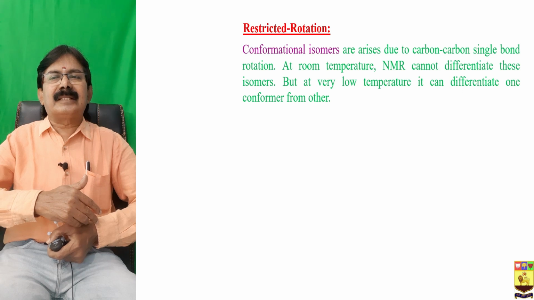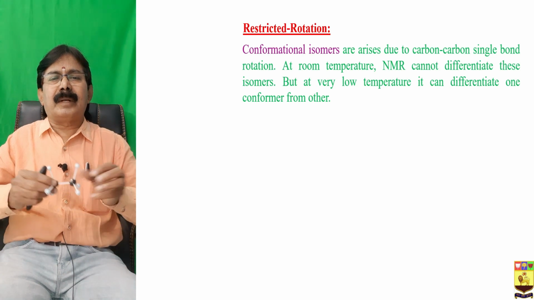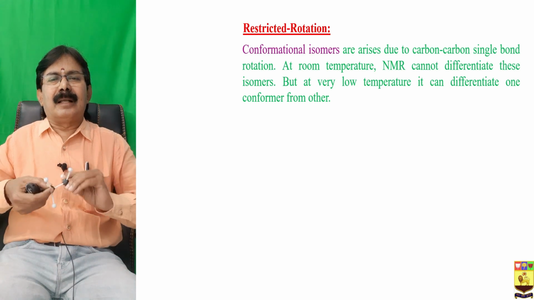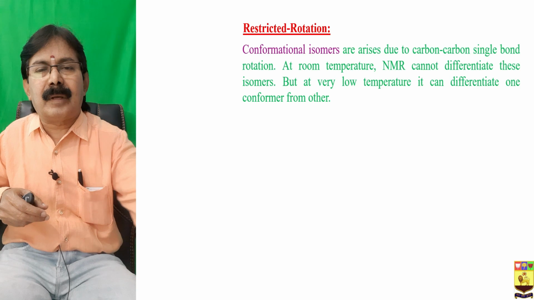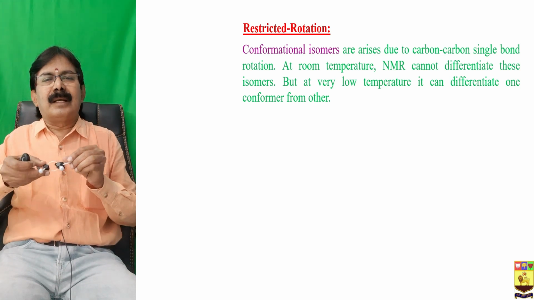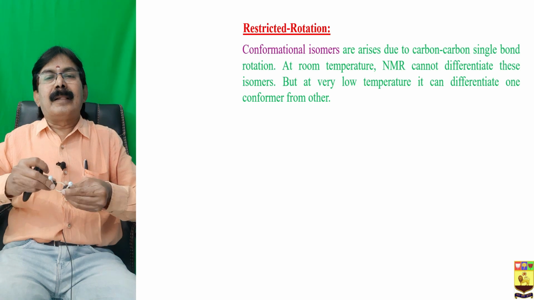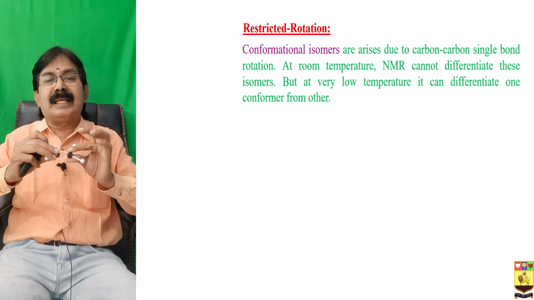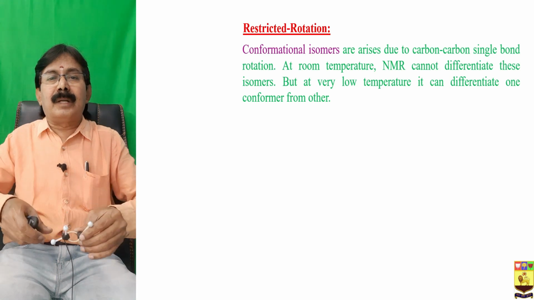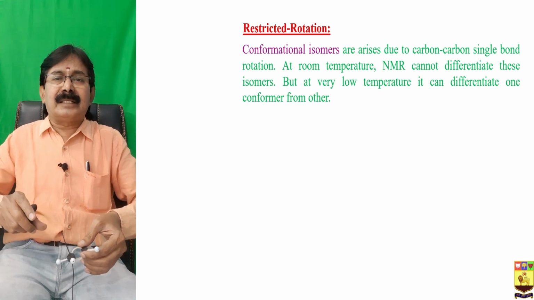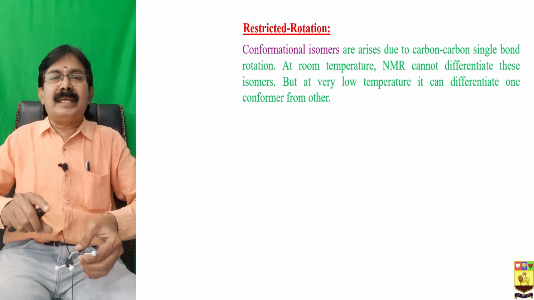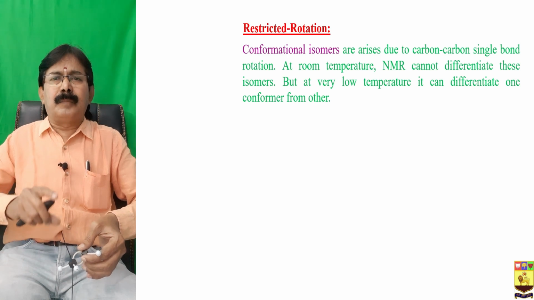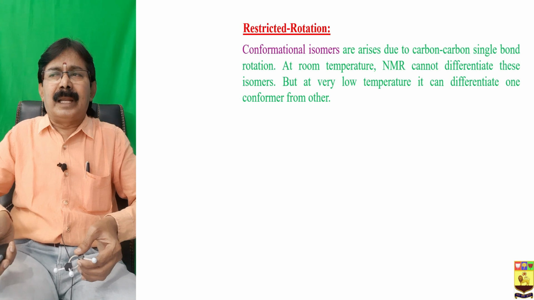Okay, so the next topic is restricted rotation. If we take a carbon-carbon single bond molecule, we have free rotation about the single bond. But in a carbon-carbon double bond, we don't have rotation. It is a restricted rotation. So if a molecule originally has single bond character, and because of resonance it attains double bond character, that can be easily found out in the NMR spectrum.